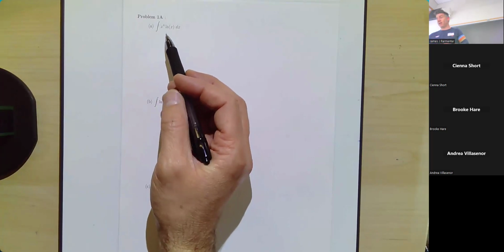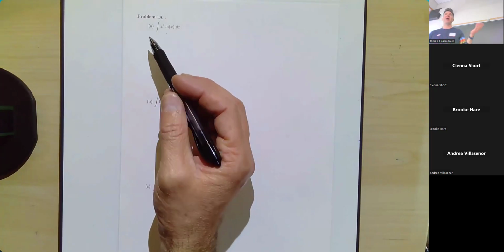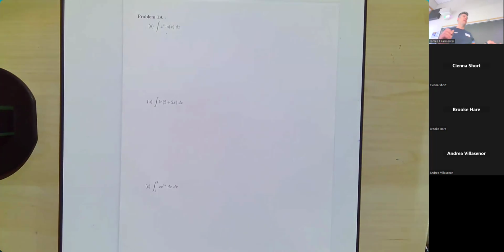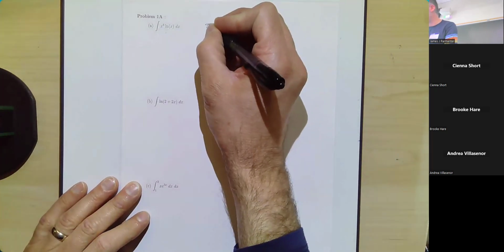Right? If you let u equal the natural log of x, your du is 1 over x. I don't have a 1 over x. It means u sub is probably not the way to go. If you are sure that u sub is out, you can bypass it and say, we know it's going to be integration by parts.